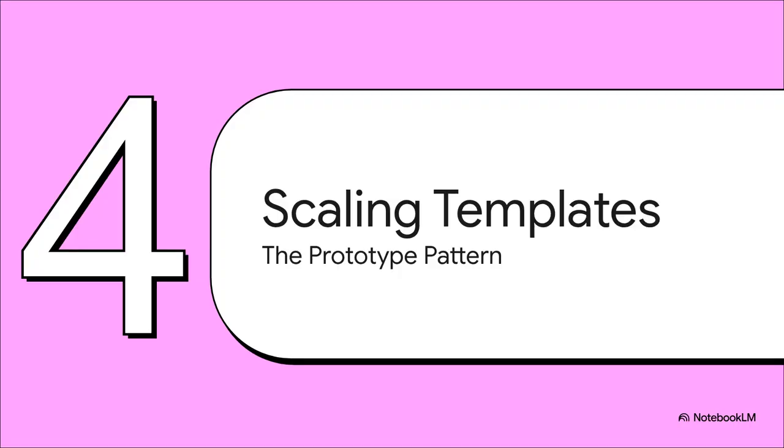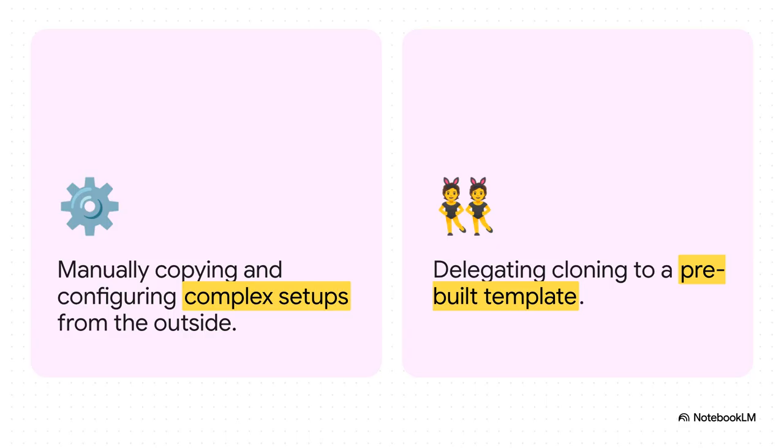Section 4. Scaling templates, utilizing the prototype pattern. Setting up a new, complex project or an entire department from scratch takes immense resources. The inefficient way is trying to manually copy everything from the outside. But here's the catch. Often you can't even do that because certain critical data or processes are strictly private or hidden. The pattern way solves this hurdle by creating a prototype.